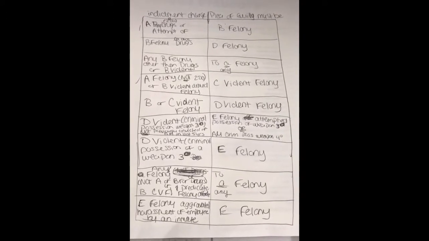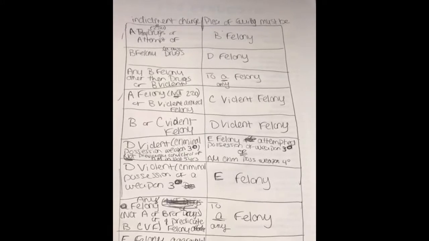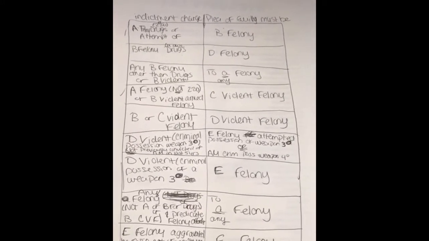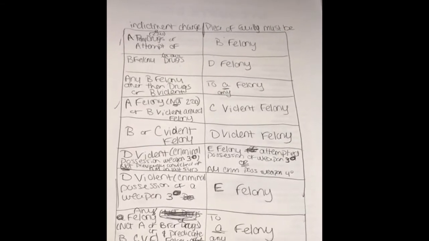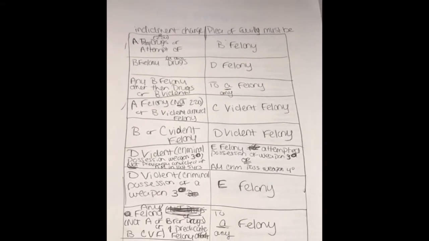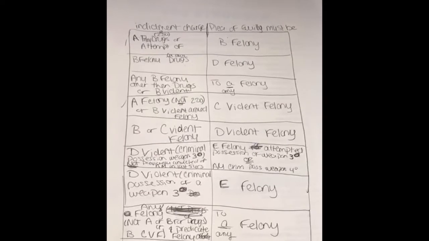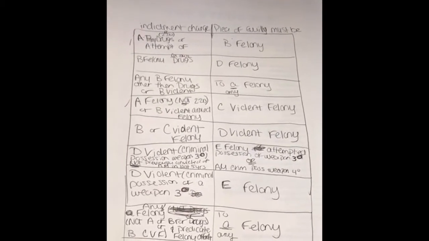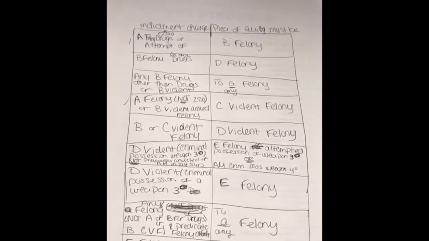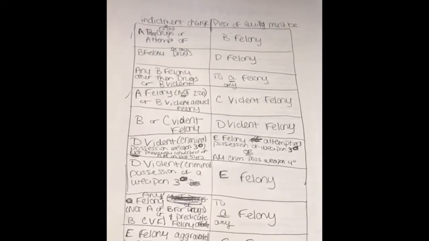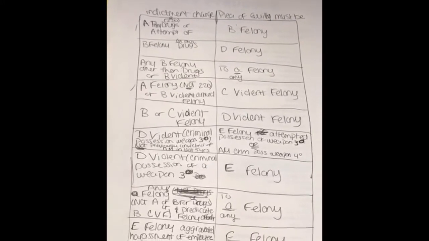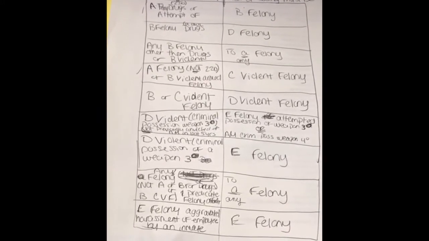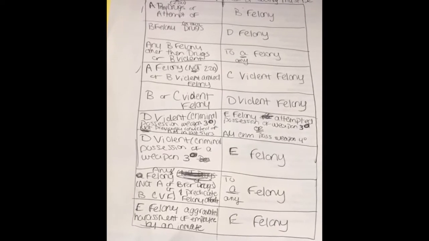Okay. An A felony charge, not drugs, or a B violent armed felony, must be a C violent felony. So that's the only one for a C felony. So it's one B felony, one C felony so far. A B felony for drugs must be a D felony. A B or C violent felony must be a D violent felony. So it's 2 for D felonies.